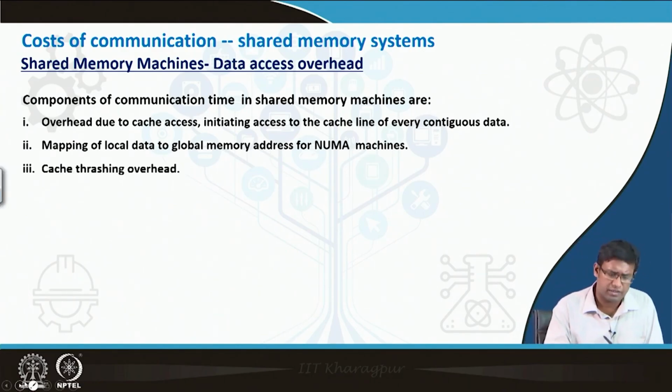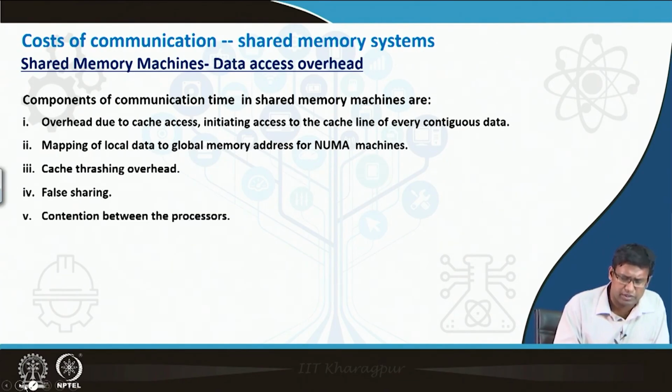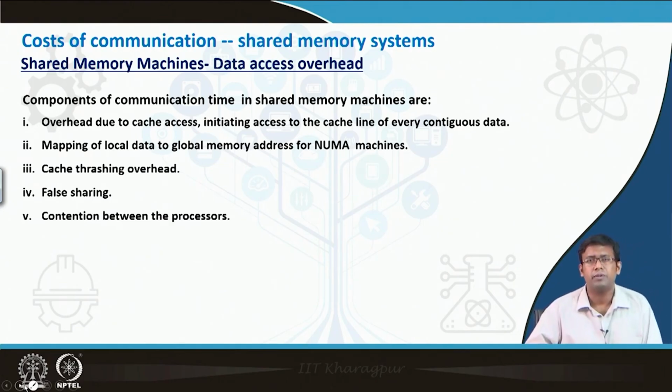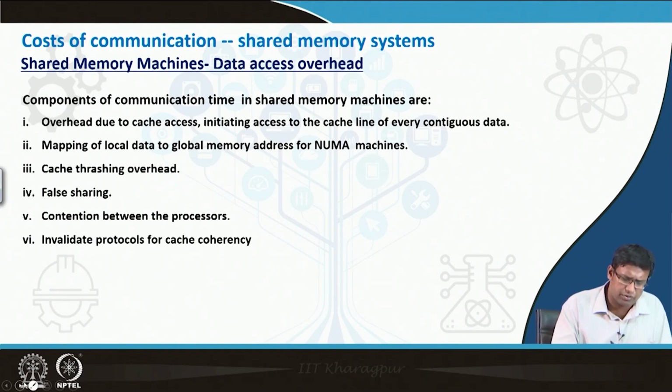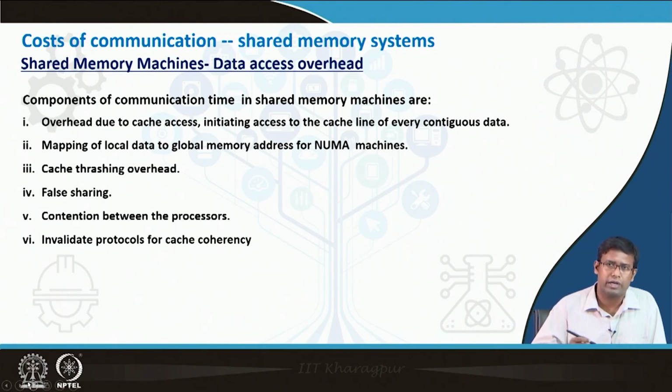This mapping can take some amount of time. Cache thrashing overhead, false sharing. We will discuss false sharing in detail when we discuss shared memory systems. Contention between the processors: the same data, many processors are trying to write, so there will be some sequentiality between them. Everybody cannot write at the same location. This contention will be there. Invalidate protocol for cache coherency: if one is writing, the others will not be able to write, the others' writes will be invalidated, so they have to wait to get their turn.